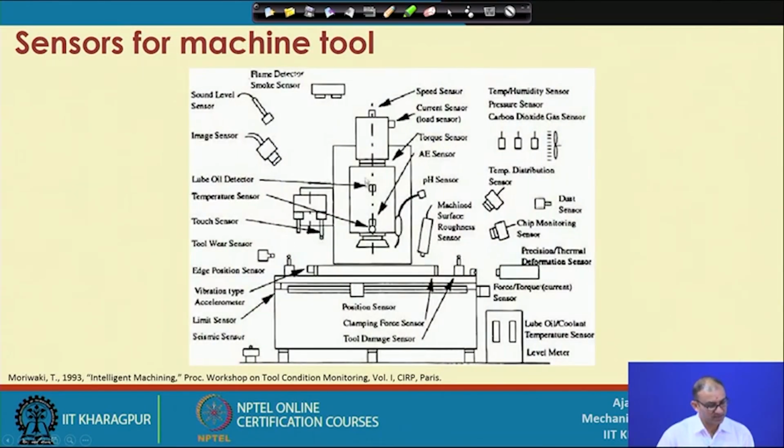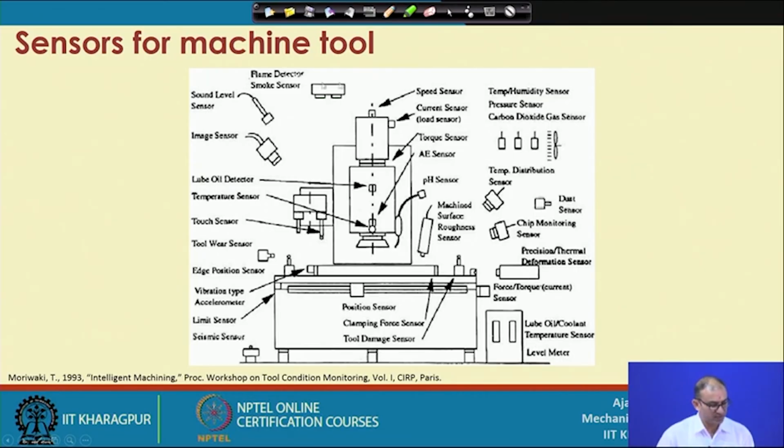And what are the sensors? This slide we have seen a long time before, but still it is relevant to this particular topic, because this slide tells you what different types of sensors you can use for monitoring and control of a manufacturing process. Now, it is a vertical milling machine.